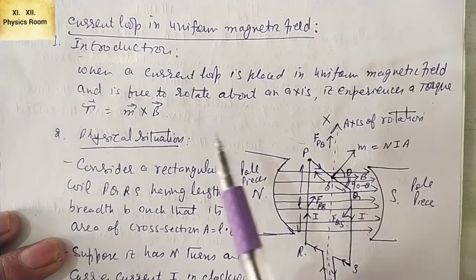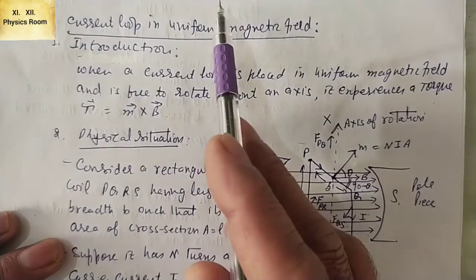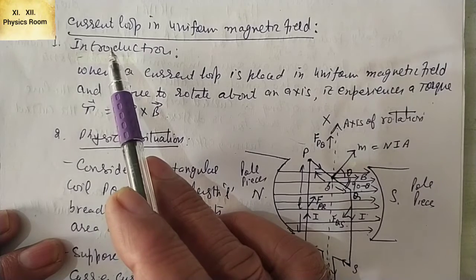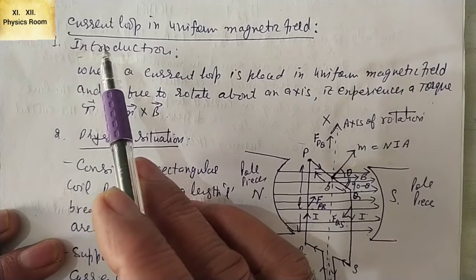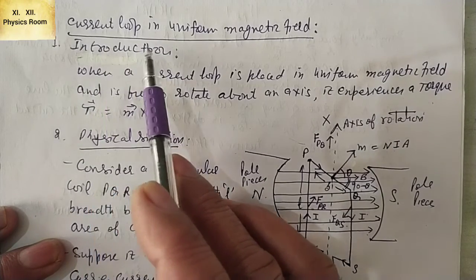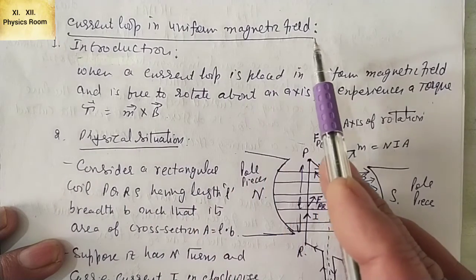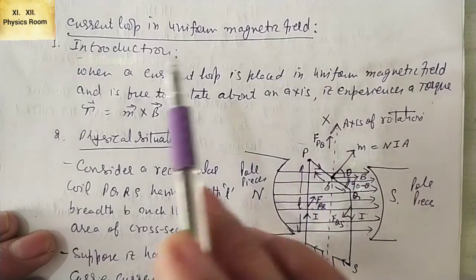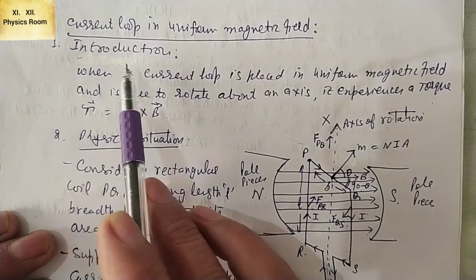Today we proceed to part 3 of current loop. Part 3 of current loop is current loop in uniform magnetic field. First point, introduction.